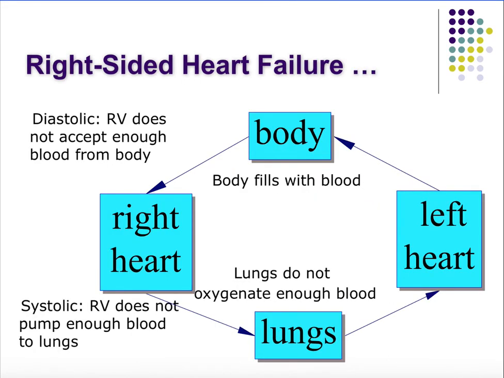In right-sided heart failure, it's this box, the right side of the heart, that's not working properly. So it's not receiving enough blood from the body, and so the blood will back up in the body. We'll start to see congestion in the body. And the right side of the heart is not sending enough blood to the lungs, so we'll have less oxygenated blood.